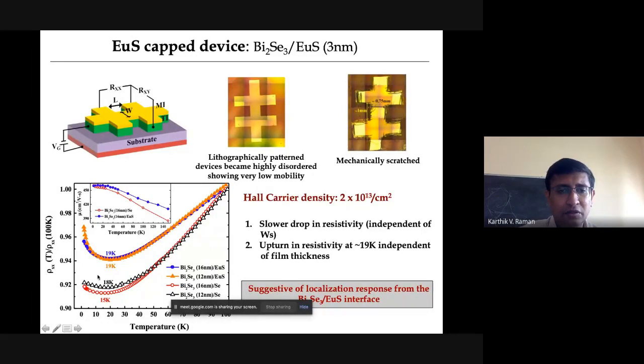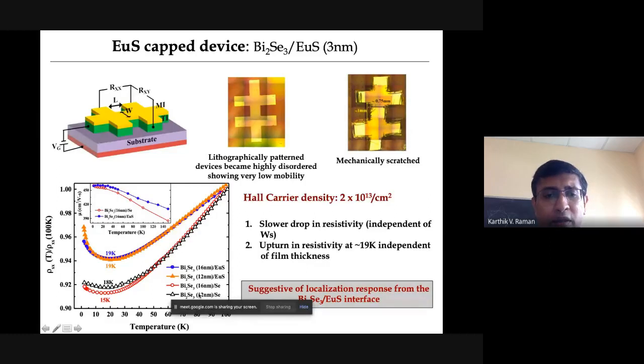And if you look at the mobility response, it's very much similar. So though the mobility remains very similar, you see a strong transition from a metallic or a gradual upturn response to a strong upturn response. That tells you that at the interface between bismuth selenide and EuS, there's something happening giving rise to such a temperature-independent metal transition. This is true even for the different thicknesses of our films.